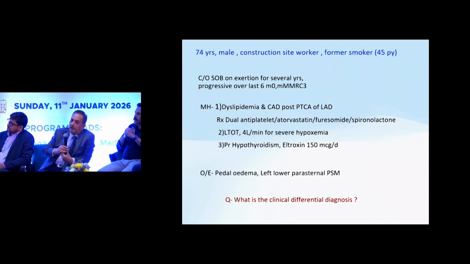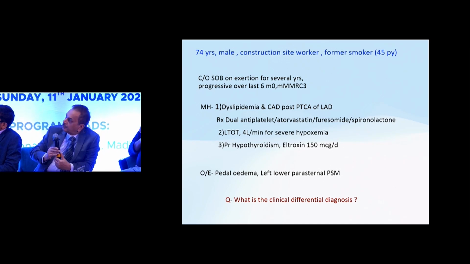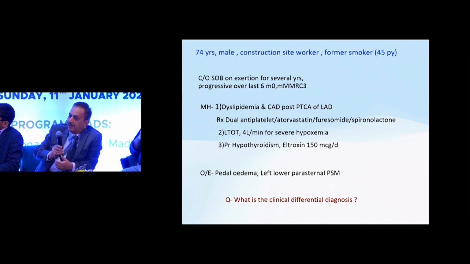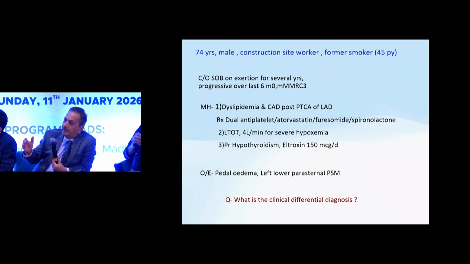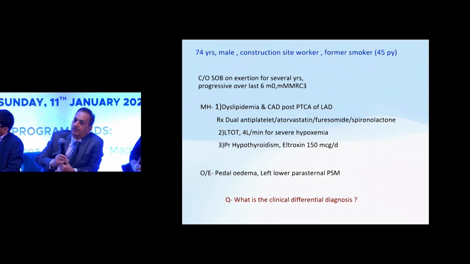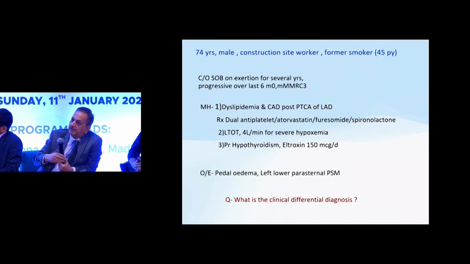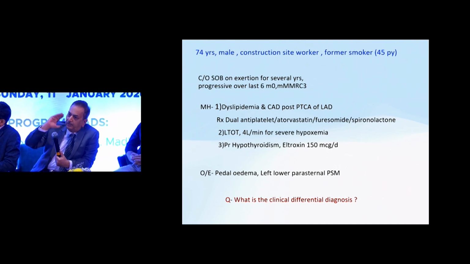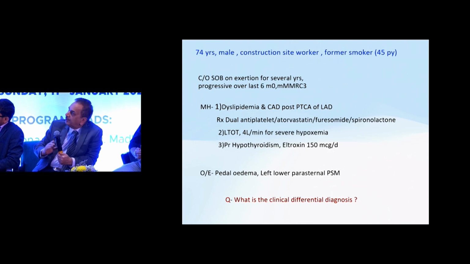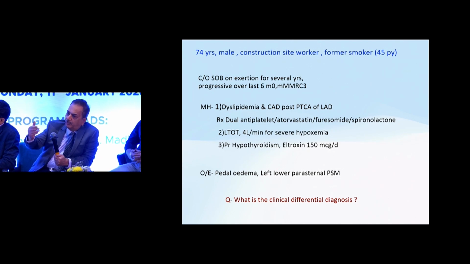Like you have already pointed out, the first step is this suspicion. History wise, the first is that he is a construction site worker. We have to keep that in mind, because occupational lung disease can also be there, it can be silicosis, asbestosis. The former smoker, so we have to think of COPD. And obviously, over a period of time, it has progressed and involved the right side of the heart also. The suspicion has to be there, and further, we will go and investigate that case.